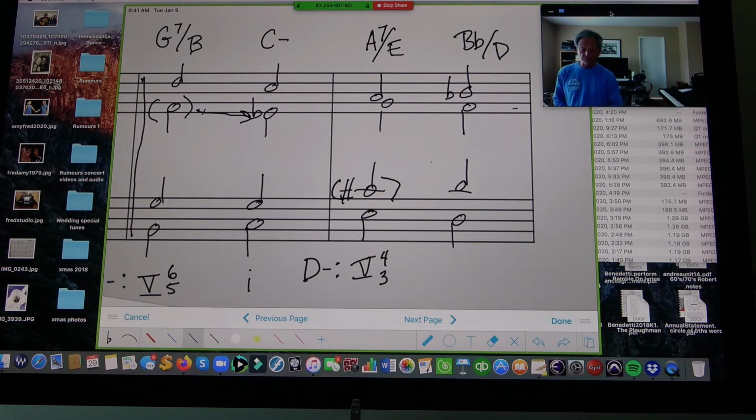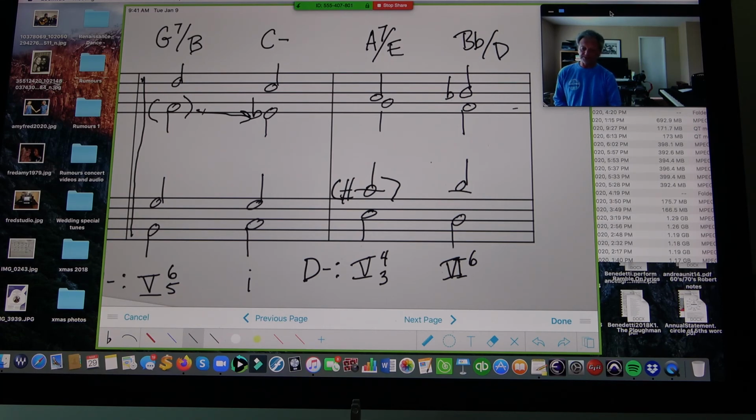The A7 with an E in the bass is a 5, 4, 3. And what is the B flat chord in D minor? It's the 6th chord, which is a major chord in a minor key, but it also is an inversion. So a B flat chord with a D in the bass is 1st inversion. So it's a 6th chord in 1st inversion.